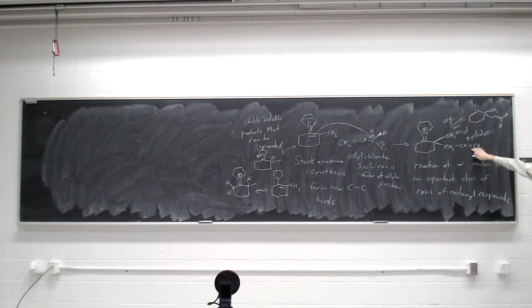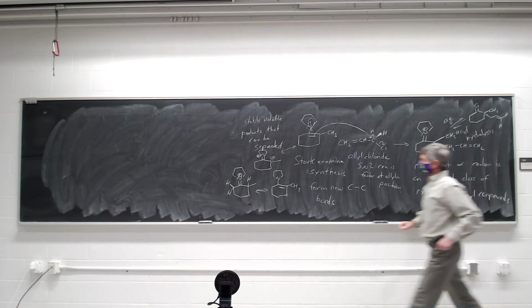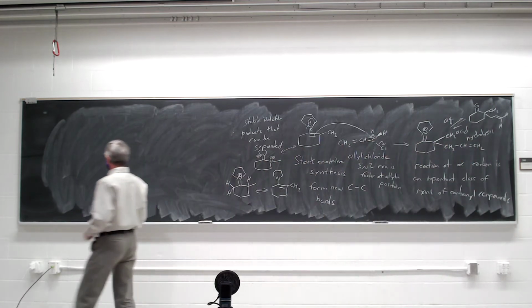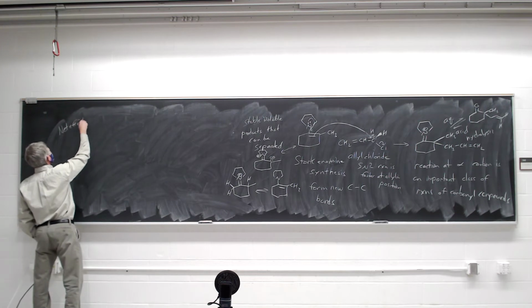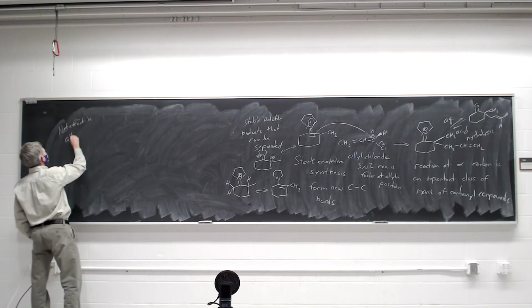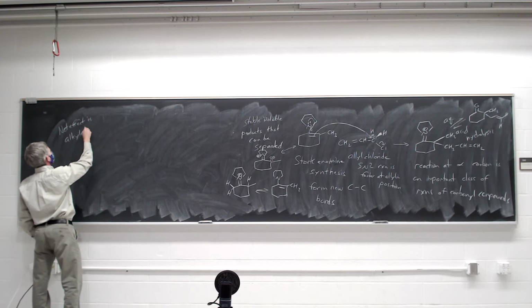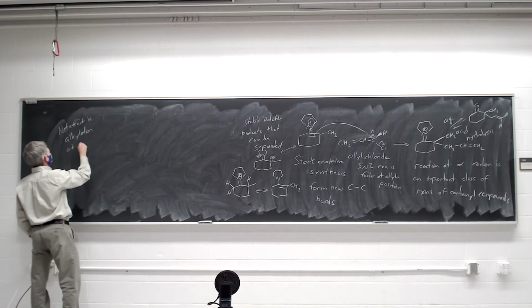And I convert it from condensed form to a line structure to show that allyl group. So the net effect is alkylation at the alpha carbon.